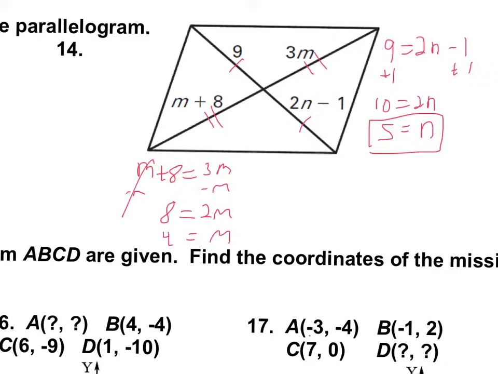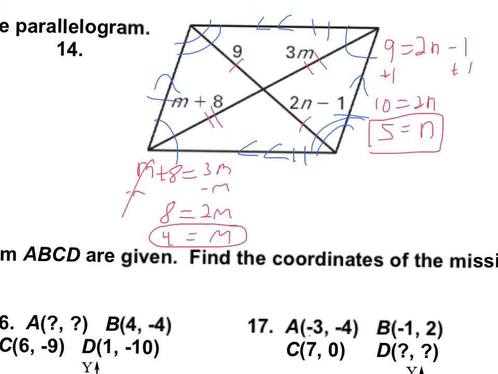So the four rules of parallelograms are that opposite sides are parallel, opposite sides are congruent, opposite angles are congruent, consecutive angles add up to 180, and the diagonals bisect each other.